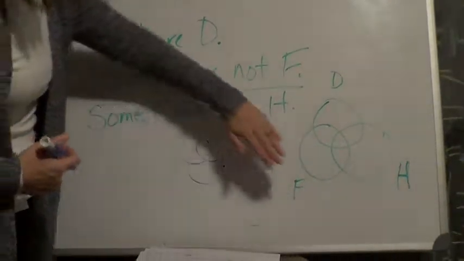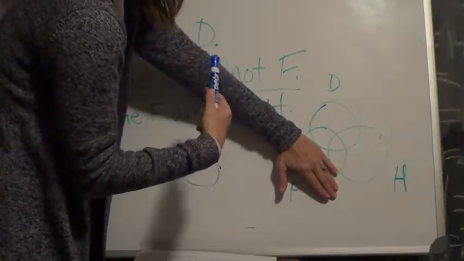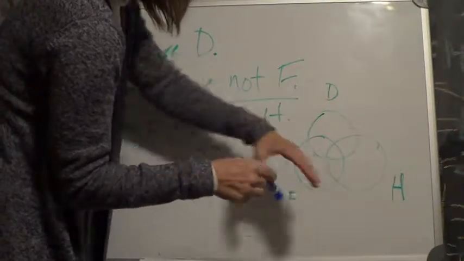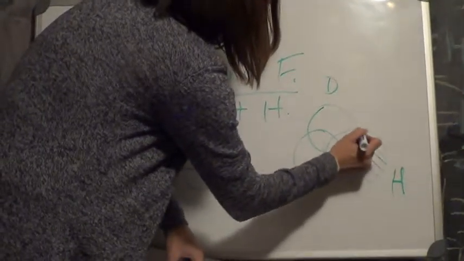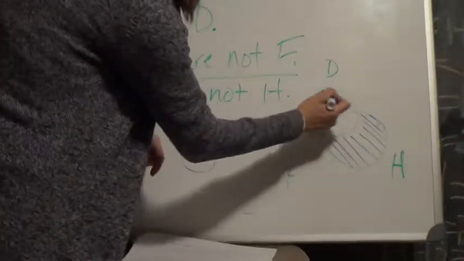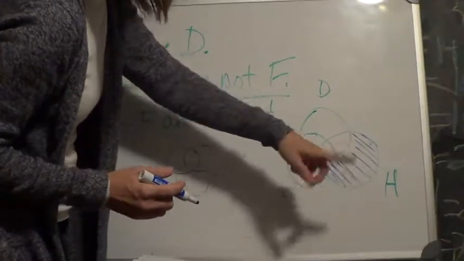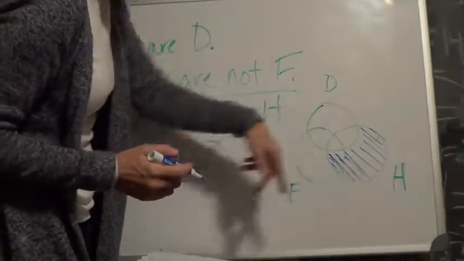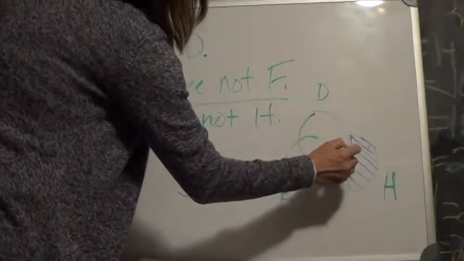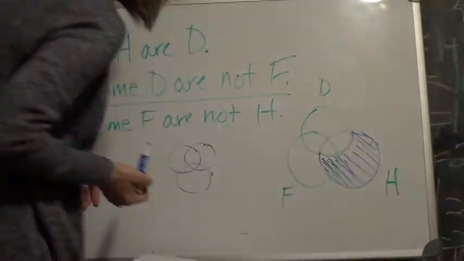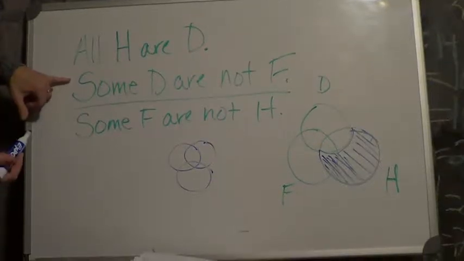So if you were looking at all H are D, then if you look at the diagram for the universal, an A statement, you know that you will diagram it this way, right? So I'm looking at these two circles, and I diagram it so that anything that would be an H that is outside of D, that part is going to be shaded. You just ignore that line there and go over it, because you're doing everything that is an H that is not a D. And then some D are not F.